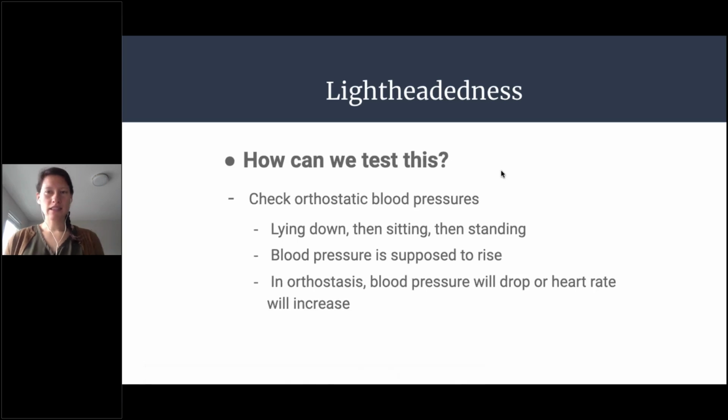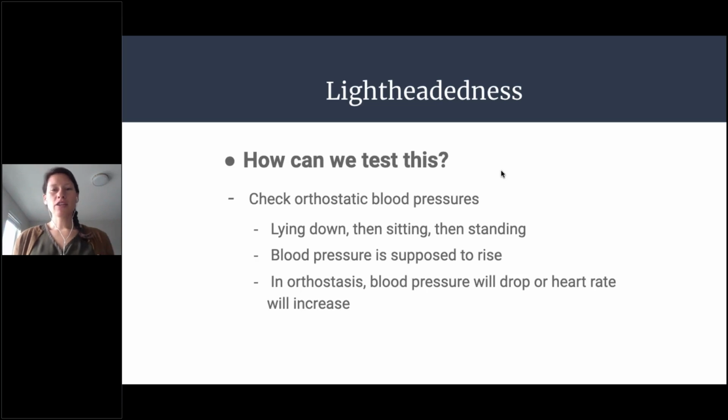So the way we test this, and you might have experienced this, is that we'll check blood pressure when you're lying down, and then have you sit up for a second, recheck it, and then stand up, and a few minutes later we'll check the blood pressure again. Then we compare those three values, looking at your blood pressure and your heart rate to see how it has changed. Normally your blood pressure should stay about the same or should rise, because when you stand up from a lying down or seated position, your blood pressure needs to increase to get the blood back up to your head.